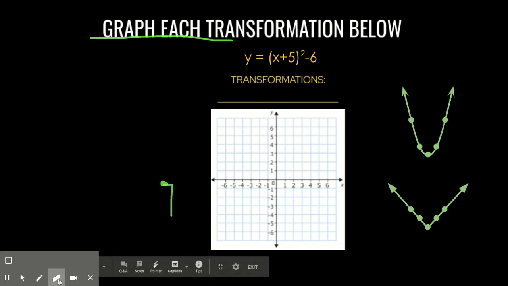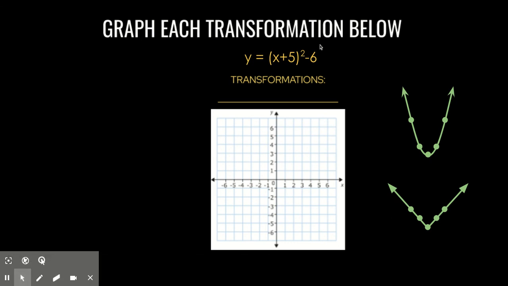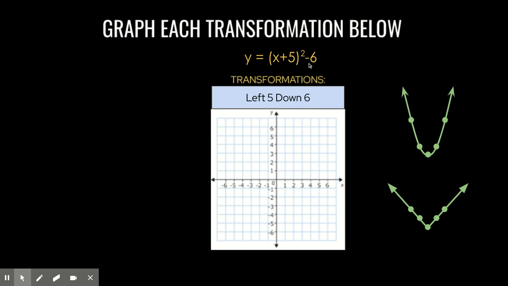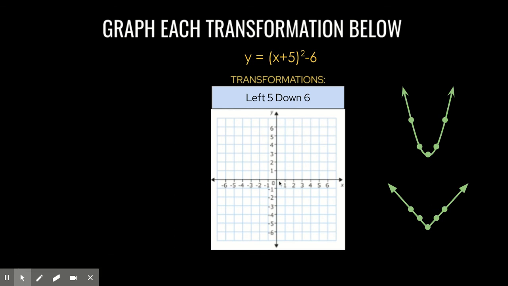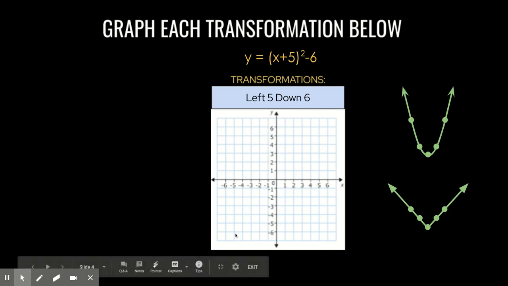Okay, so on this graph, there's a +5 on the inside. That means it goes left 5. And the minus on the outside means it goes down 6. Then I have to decide which one of these I'm going to use. Because there's a parentheses squared, I'm going to use this one. And I'm going to move it. It starts in the middle, left 5, down 6, and this should be the middle of my graph, like that.